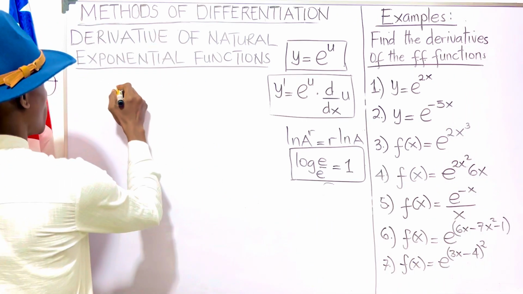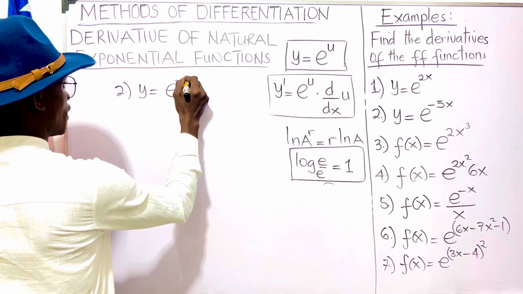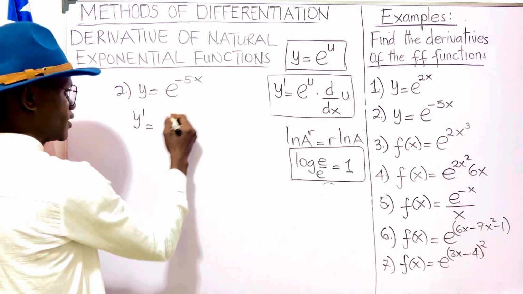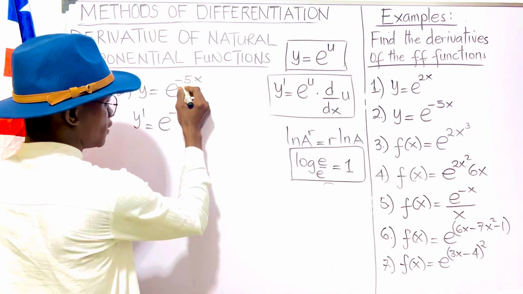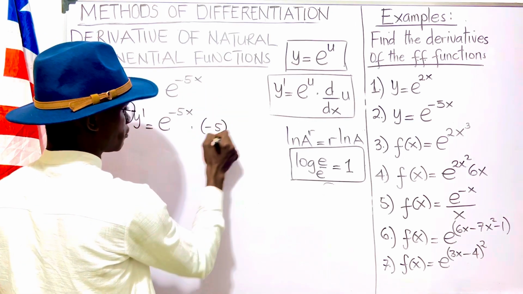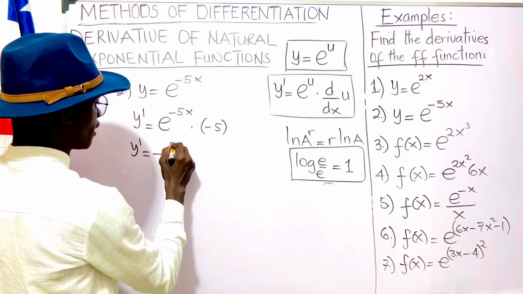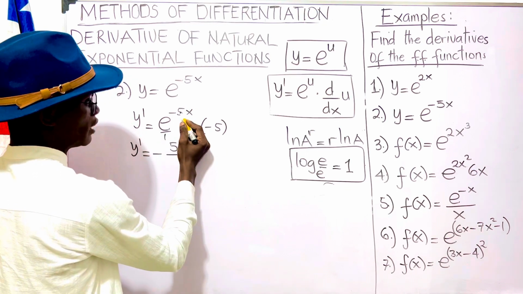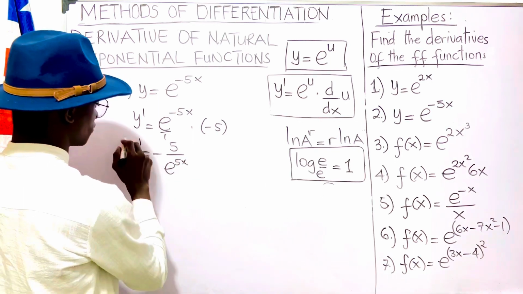Question 2 says y equals e raised to the power minus 5x. So y prime is just simple. Rewrite e raised to the power minus 5x times the derivative of minus 5x. The derivative of minus 5x is just minus 5. So y prime is equal to minus 5e raised to the power minus 5x. Now we can decide to reciprocate this expression so that we get a positive power, so it's e raised to the power positive 5x in the denominator.